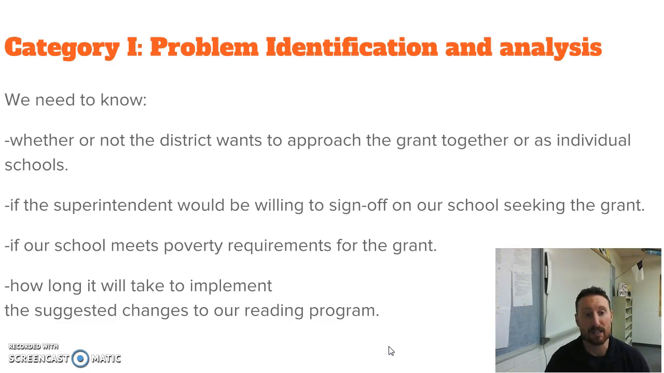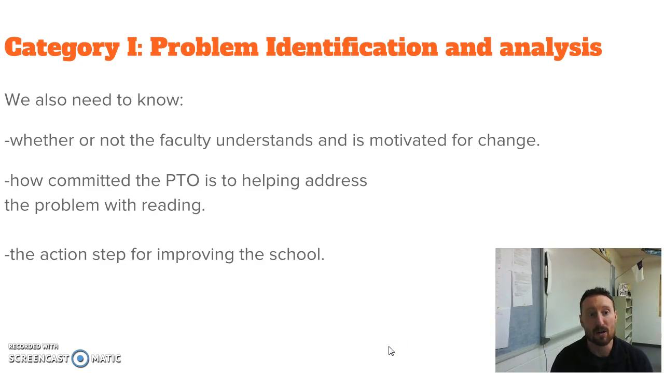We also need to know how long it will take to implement the changes to our reading program, if it's something that we can get done in a few months over the summer, or if it's going to take a much more substantial amount of time to get that completed. Also, we need to figure out whether or not the faculty understands what the problem is and is motivated for change. That's going to be a significant piece to making positive change and improving the school. We need to figure out how committed the PTO is in helping address the problem, what their commitment to changing it is, and just the overall action steps. We need to set a distinctive plan for improving the school.